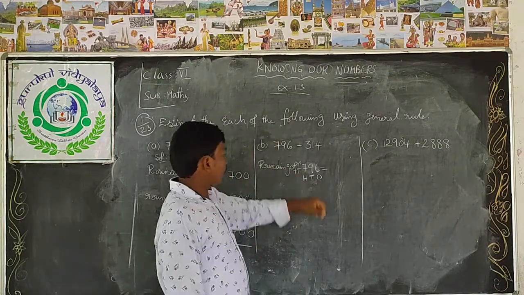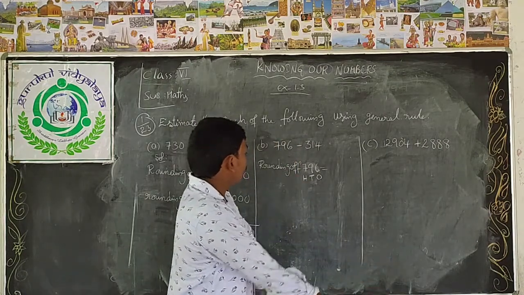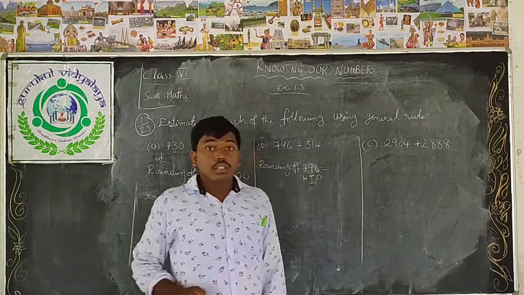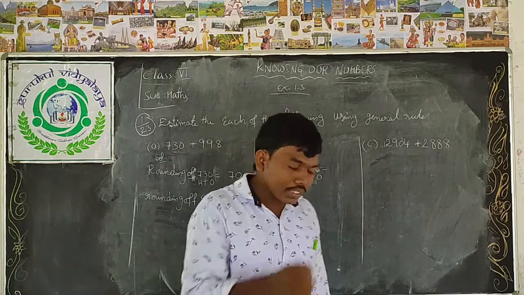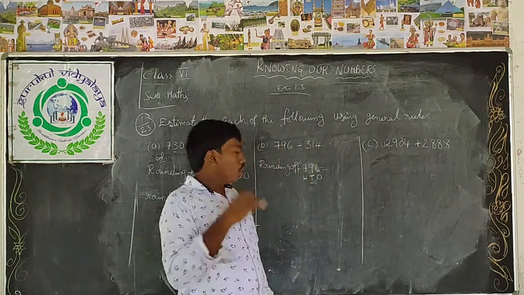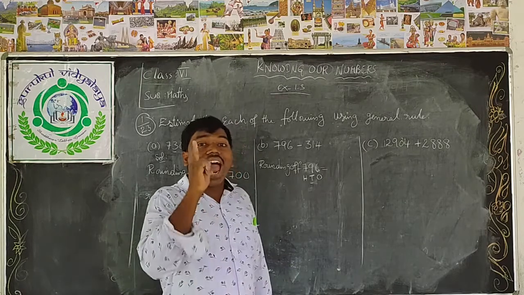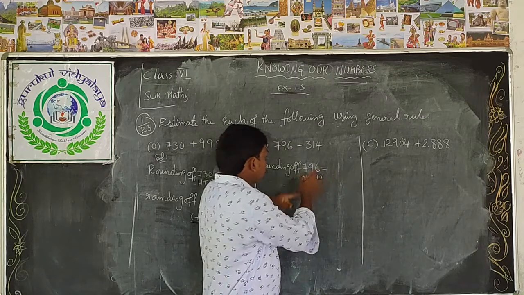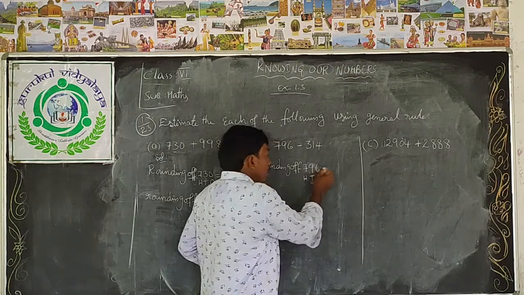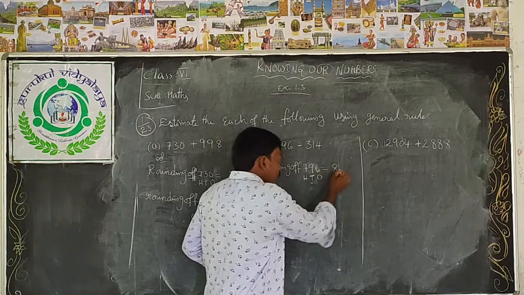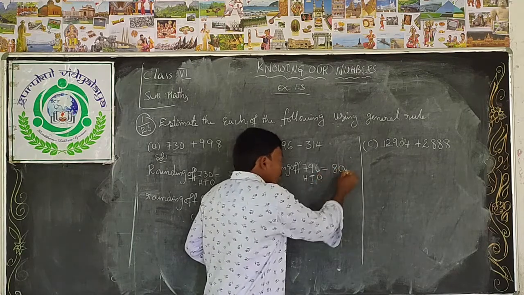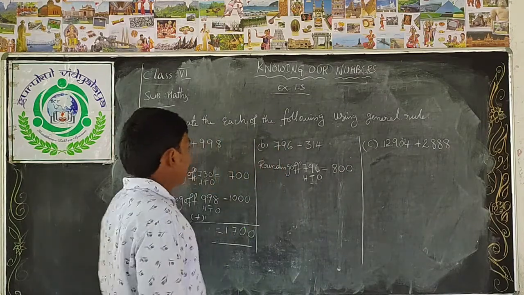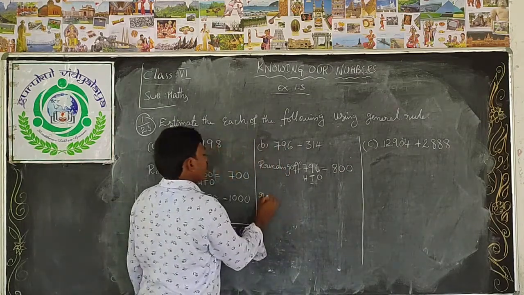See, children, 796. Check the tens place value. What is the tens place value? 9. Is it more than 5 or not? Yes, 9 is more than 5. If it is more than 5, add 1 to the hundreds place value. 1 plus 7, the hundreds place value 7, is 8. The remaining tens place will be 0 and the unit place also 0. That is 800.